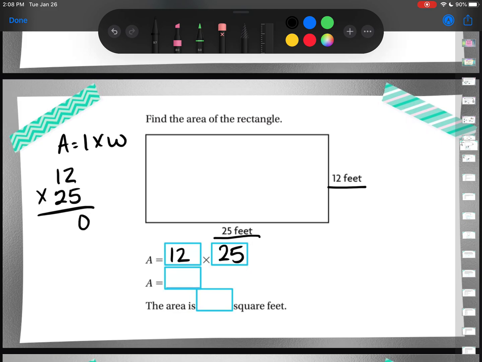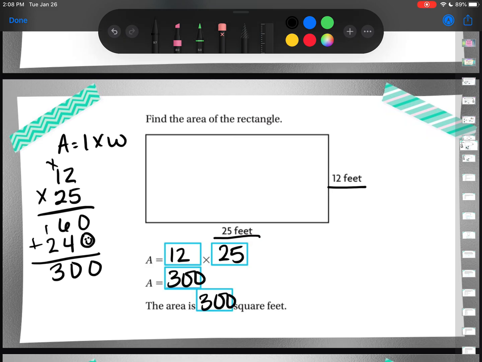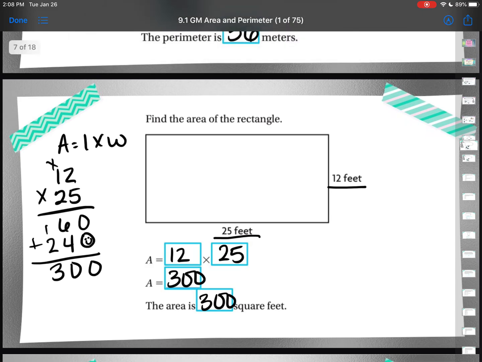Well, 5 times 2 is 10. Carry the 1. 5 times 1 is 5, plus 1 is 6. Add our placeholder 0 or smiley. 2 times 2 is 4. 2 times 1 is 2. And so then we add those together. And we end up with 300. So that means the area of a rectangle is going to be 300 square feet.